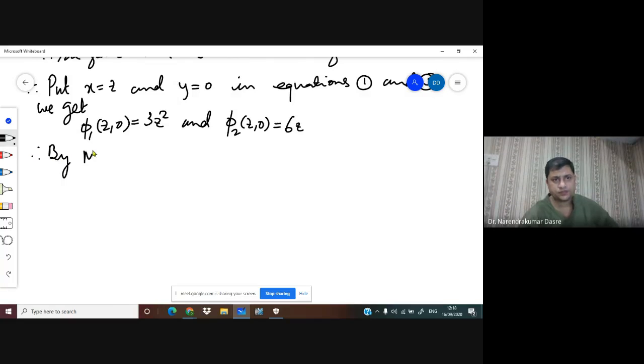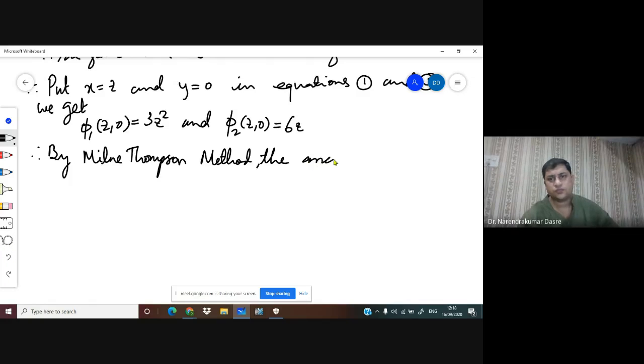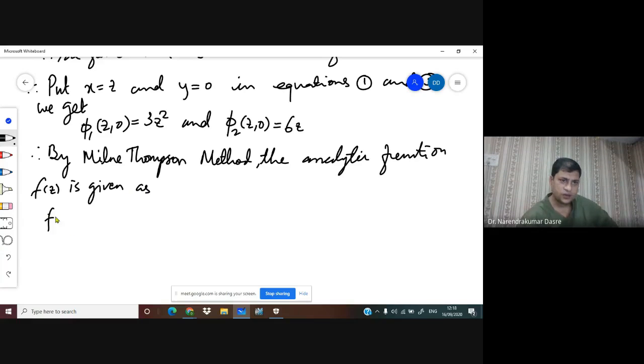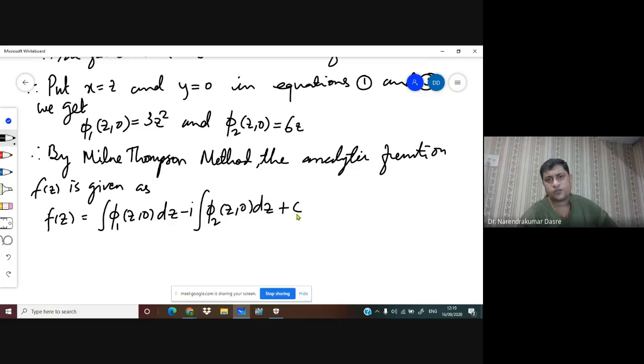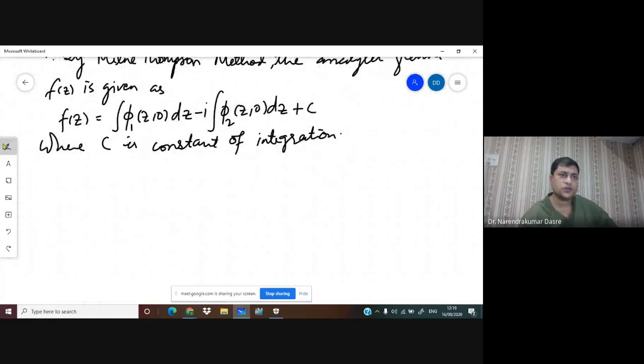So what we can say is, by the Milne-Thompson method, the analytic function f of z is given as: f of z is equal to the integral of phi 1 of z0 dz minus i times the integral of phi 2 of z0 dz plus c, where c is the constant of integration. So that's what you'll be having.